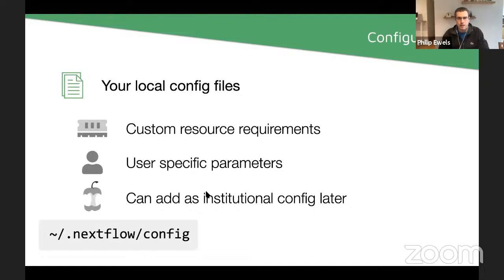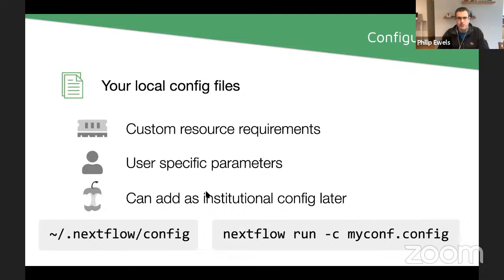There are typically two ways you supply these files. You can save it into a file in your home directory under the hidden .nextflow folder as a file called config. Nextflow always loads that file whenever you run a pipeline, any Nextflow pipeline. So that's an ideal place to set params.email, for example. And of course, you can also specify it using the -c option whenever you run a Nextflow pipeline. But then you have to remember to do that.